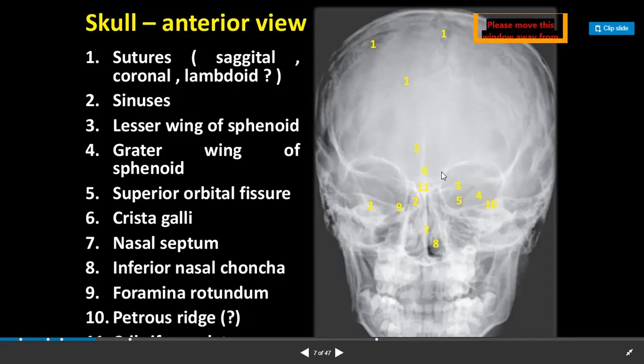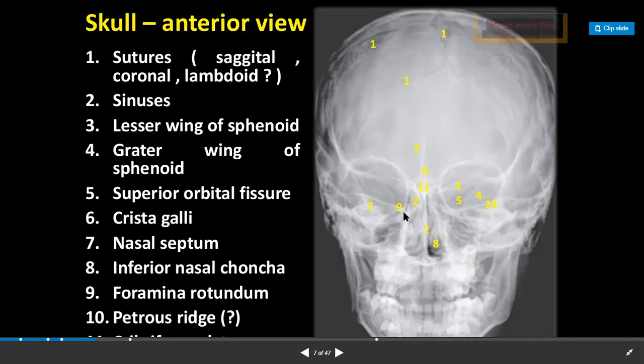Okay, so number 6 area, this area is actually showing us the crista galli. Okay, then this is the nasal septum. Okay, then we have this one, eighth one is the inferior nasal concha. The other ones are also visible. We have superior and middle nasal conchae as well.